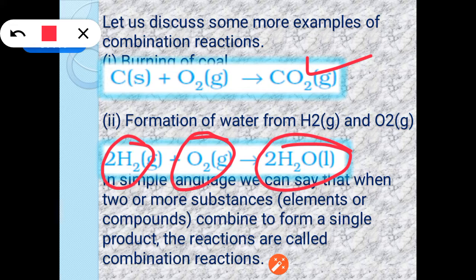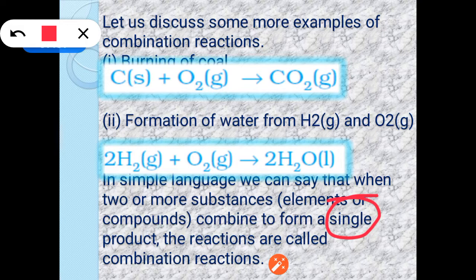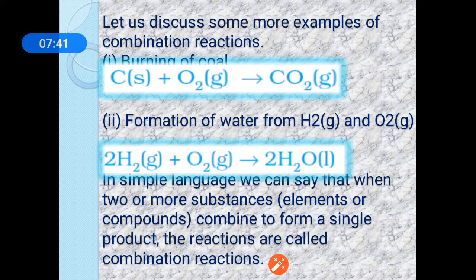So in simple language, we can say that when two or more substances, which can be elements or compounds, combine to form a single product, the reactions are called combination reactions.